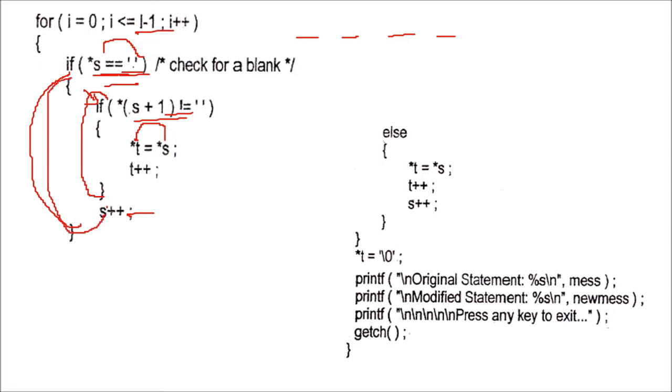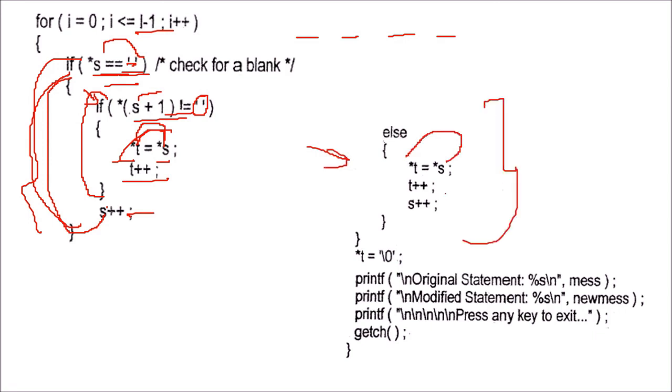But once it is not a blank, then we just put one blank, and then we transfer the value of S to T in the new array. Then we increment T. If this is the case, blank, it is okay. Otherwise, if it is not blank, we take the value of S to T. This is when no blank is there. This is when multiple blanks are there. And finally, in the new mess or the empty array, when all these are filled, we end it with the \0.